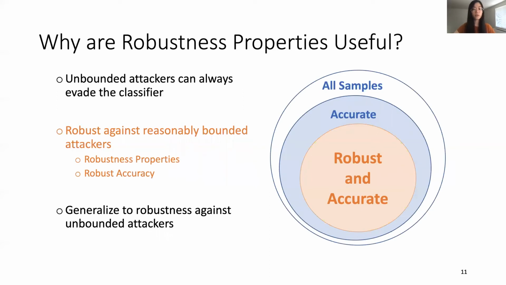Here, we would like to achieve the robustness by defining reasonably bounded attackers in our robustness properties and measure the robustness using a new metric, robust accuracy. We define robust accuracy as the following. Given the space of all samples we want to predict, the classifier is accurate on some of them. Then within the accurate samples, we evaluate how robust the classifier is, whether it predicts them in the same way within some restricted threat model. We define this set of robust and accurate samples to be the robust accuracy of the classifier.